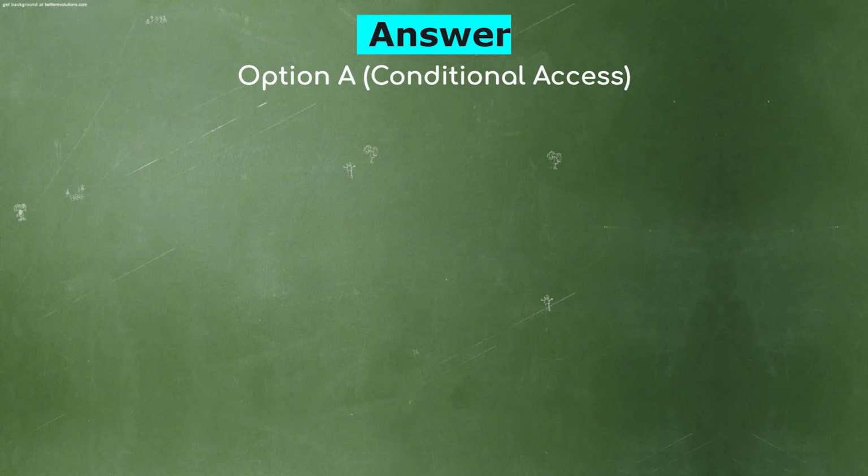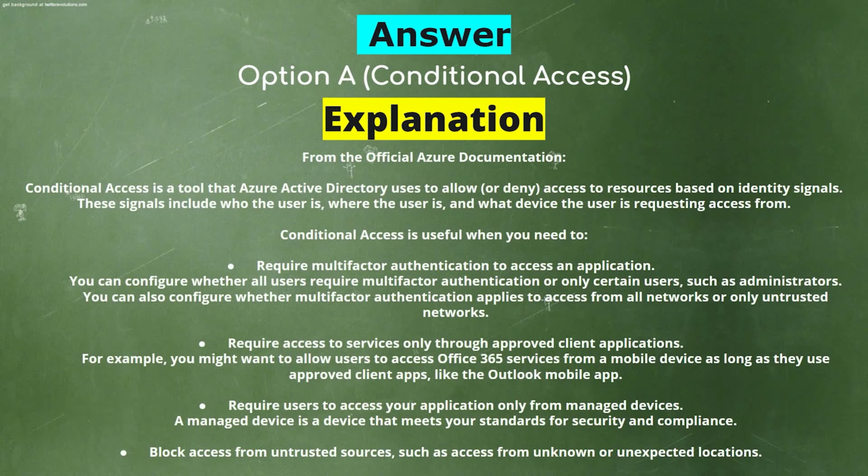Conditional Access. Explanation. Conditional access is a tool that Azure Active Directory uses to allow or deny access to resources based on identity signals. These signals include who the user is, where the user is, and what device the user is requesting access from. Conditional access is useful when you need to, number 1, require multi-factor authentication to access an application. You can configure whether all users require multi-factor authentication or only certain users, such as administrators. You can also configure whether multi-factor authentication applies to access from all networks or only untrusted networks.